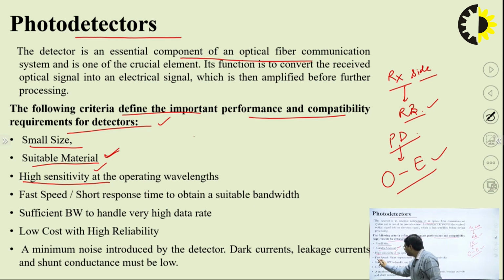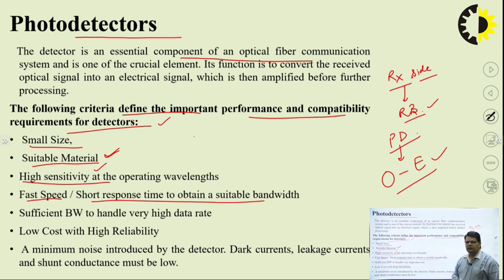Next is fast speed or detector response time. We know that the photodetector converts the optical signal into electrical form. The speed of the photodiode for converting the received optical power into electrical form is termed the speed of the photodiode, and it is measured as the response time of the photodiode. So the speed should be fast, or the response time of the photodetector should be as minimum as possible.